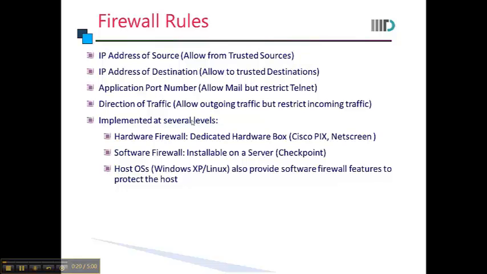This is implemented at several levels. A hardware firewall is enabled by a dedicated hardware box such as Cisco PIX and NetScreen. A software firewall is installable on a server. Host operating systems such as Windows XP and Linux also provide software firewall features to protect the host.